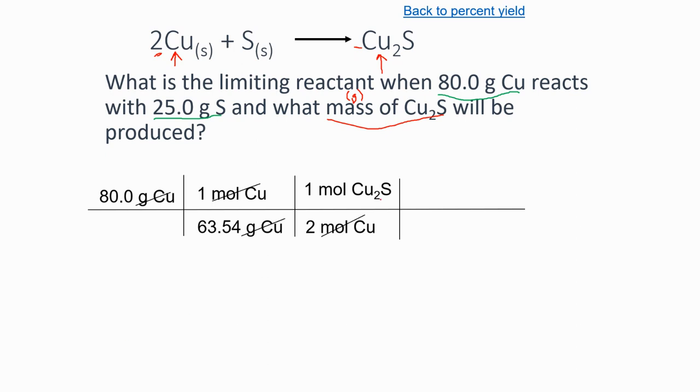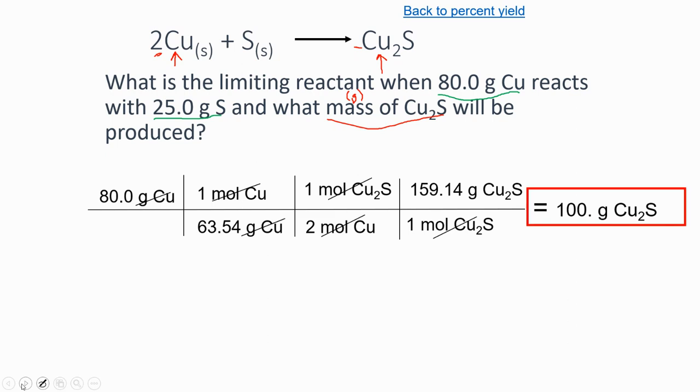Now I have moles of copper 1 sulfide, but my question asks for grams, so we're going to use the molar mass of that. So 2 times the mass of copper plus 1 times the mass of sulfur is going to be 159.14 grams of copper 1 sulfide. So multiply across the top, multiply across the bottom, and divide. And so from that, we can make about 100 grams of copper 1 sulfide.